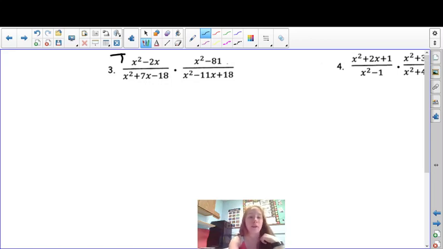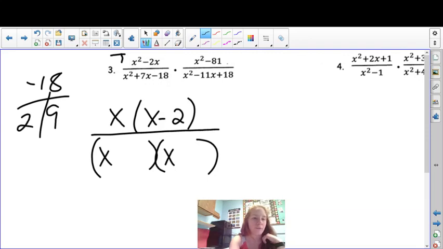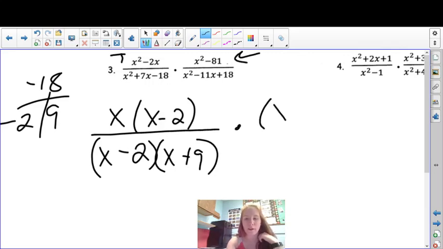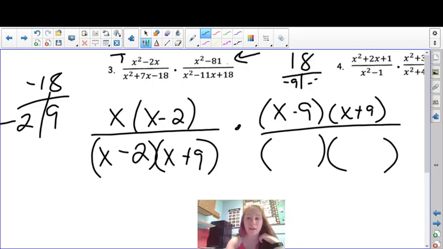So the top one here, there's no constant, so I can only take out an x. The next one has all 3 terms, so I can do my 2 sets, x and x. Okay, what goes into negative 18? Got 2 and 9. I want negative 2. Difference of perfect squares, so x minus 9 and x plus 9. Again, we have 18 but I need a negative 11, so negative 9 and negative 2.